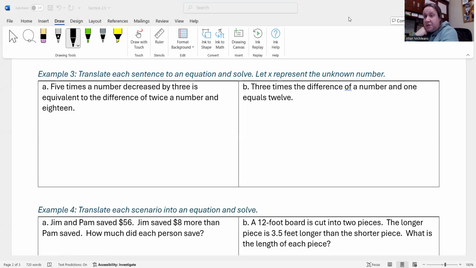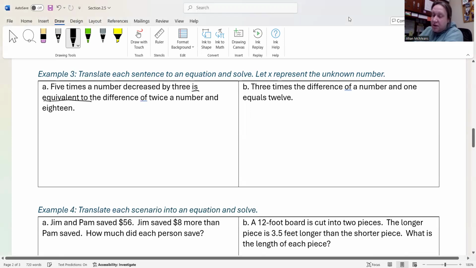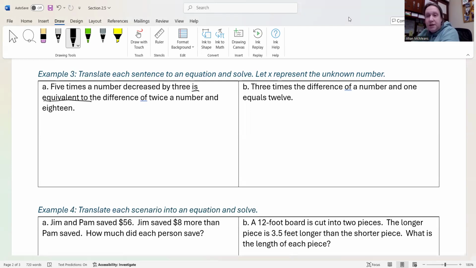So it says 5 times a number decreased by 3 is equivalent to, notice we have those words right off the bat that means equals, okay? And this is equivalent to the difference of twice a number and 18. So let's look at everything before is equivalent to. That's going to be the left-hand side of the equation. Everything after is equivalent to is going to be the right-hand side of the equation. So before is equivalent to, we have 5 times a number. That's easy. That's just 5 times x. We don't even have to write the multiplication. We just write the 5 and the x side by side. The multiplication is understood. So we get 5x.